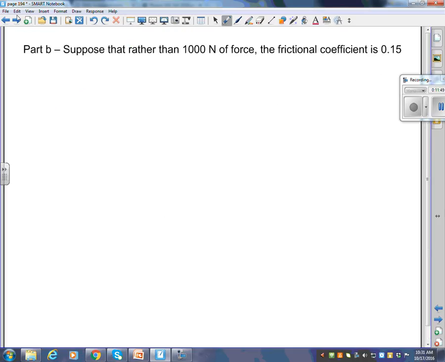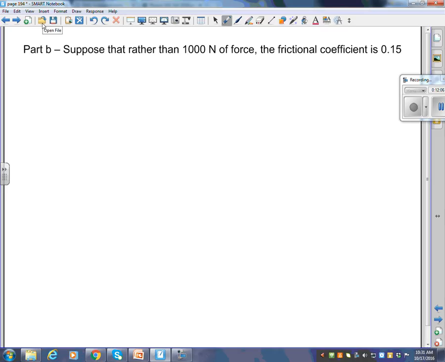Now, the question in the book is pretty easy. So I've added on this question here. It says, suppose rather than 1,000 newtons of force, suppose that the frictional coefficient is 0.15. So let's just finish this. I promise you I will show you the video.